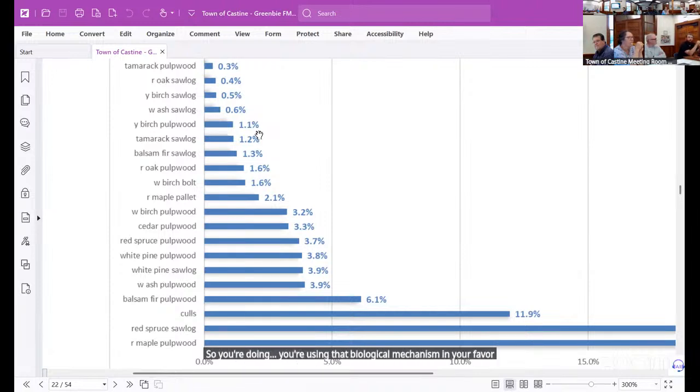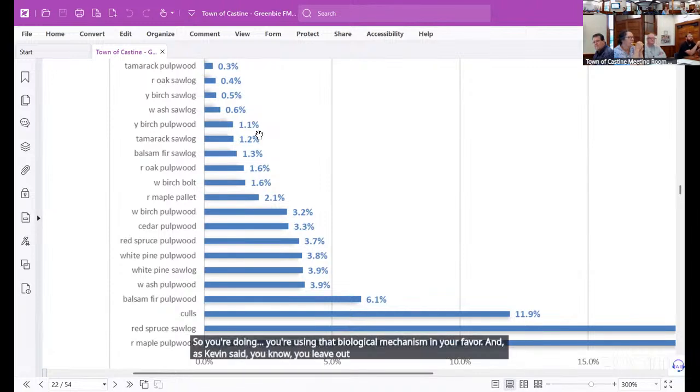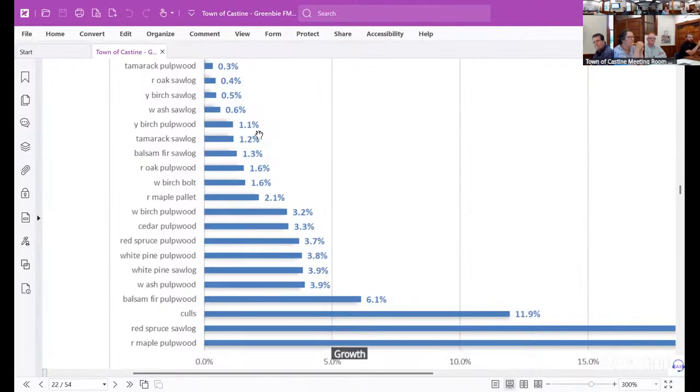And as Kevin said, you leave out your white pine growing stock and your spruce growing stock to be that active seed source.